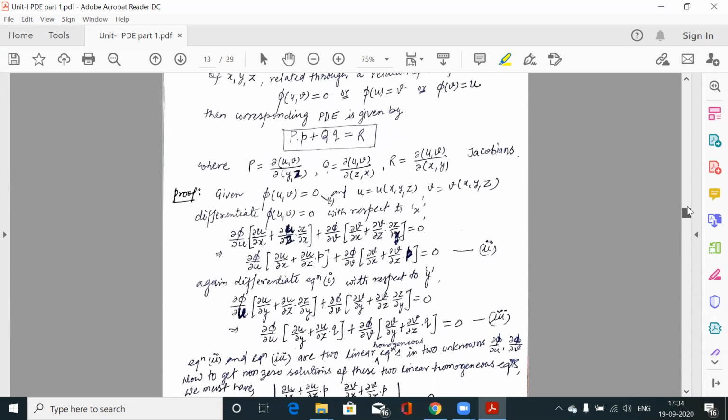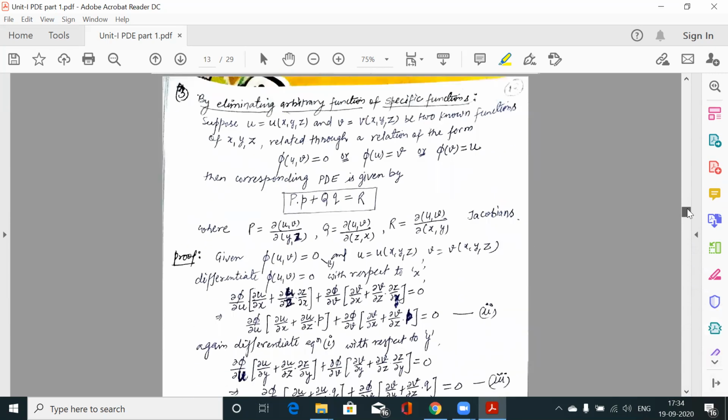Now the third concept, actually this is not a concept, this is an alternate way to get the PDE when the arbitrary function is given in a specific form. When we started this topic, I told you that the third concept is not a concept, but simply a question given in a particular form. So here also we have an arbitrary function.